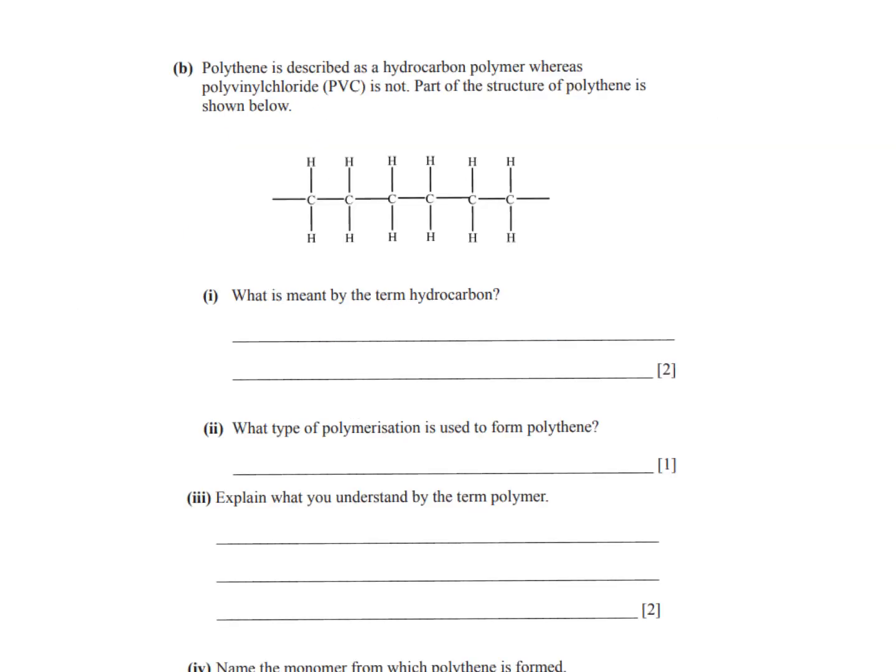On to B part 1. What is meant by the term hydrocarbon? Well, it's a standard definition. This is made up of 2 words, hydrogen and carbon. So this is a compound or molecule, again we'll say substance, that is made up of hydrogen and carbon only.